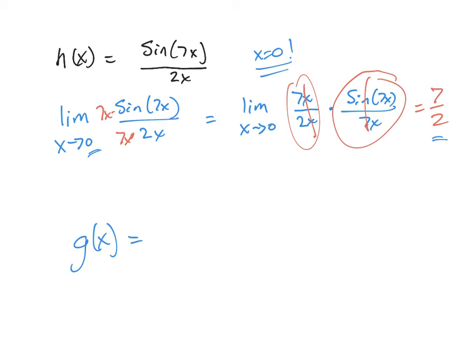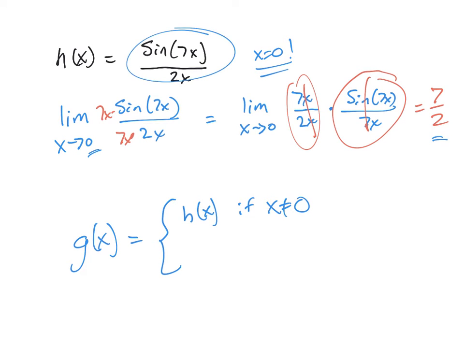G of x is going to be h of x whenever x does not equal 0. Right? As long as we're not 0, we can just use the function. It works perfectly fine. But when x equals 0, we want our answer to be 7/2, our y value. So we'll say if x equals 0, we're going to use 7/2.